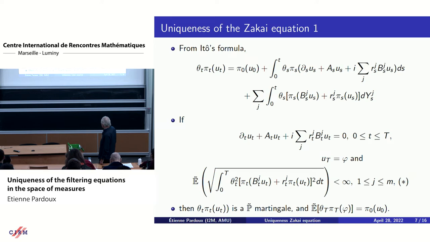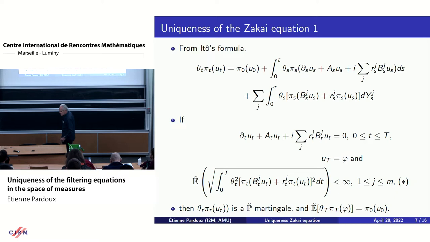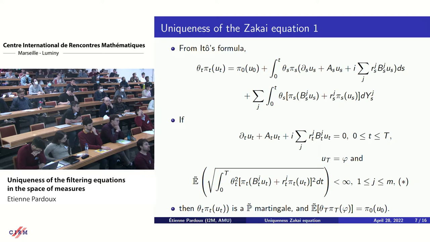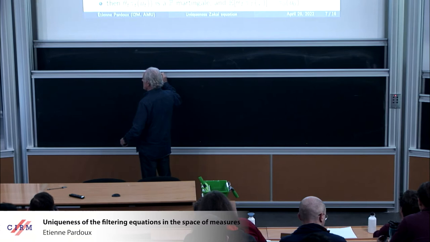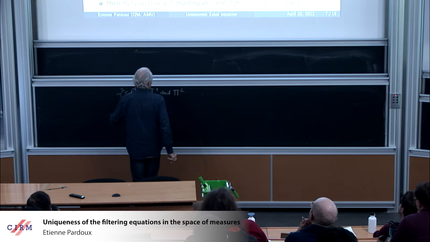So then I have this equality. Maybe it's better, because if I change slide you won't see it anymore, that I write just a small thing on the board. Now, I guess you understand the uniqueness argument. It's very easy. Suppose I have two solutions, pi 1 and pi 2, of the Zakai equation, of course with the same initial condition.